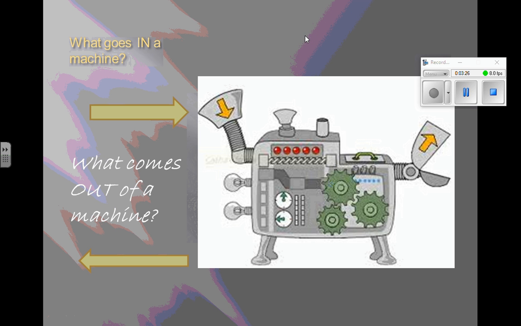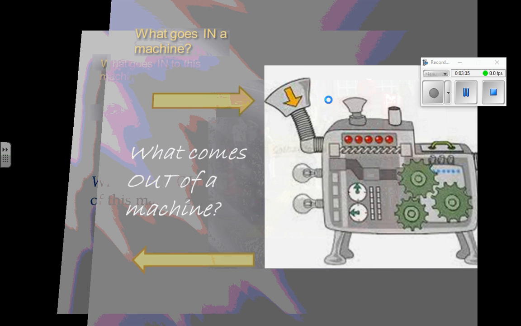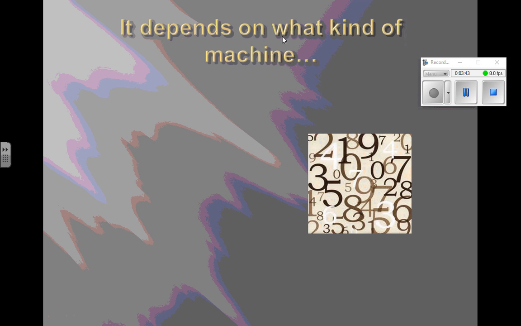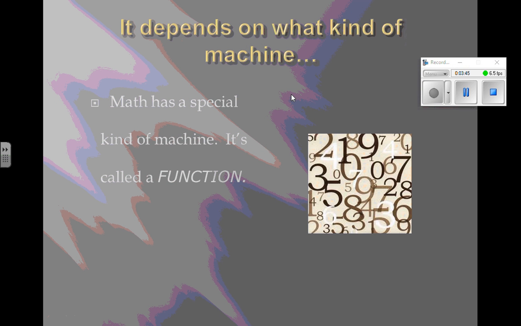Here's another one. You wonder whatever goes into it and then what comes out of it, and somewhere in between things happen to, let's say it's a number. What goes into this machine? And then what comes out? Imagine having that walking around school. So it depends on what kind of machine, and math's machines are called functions.